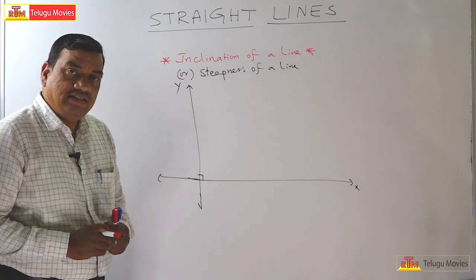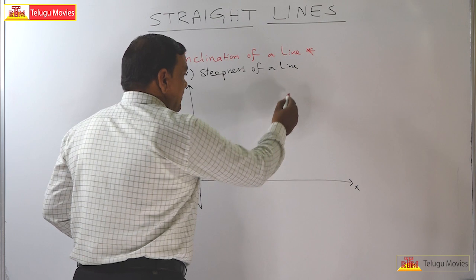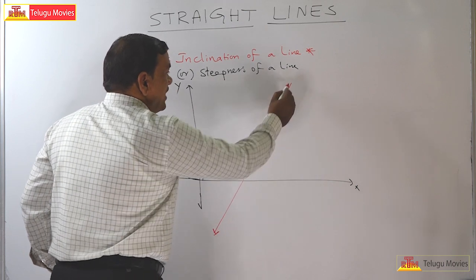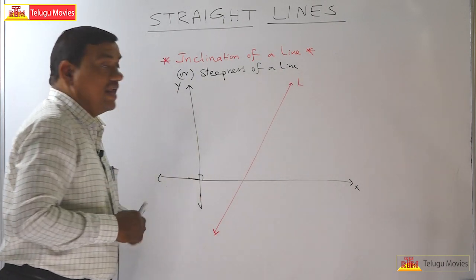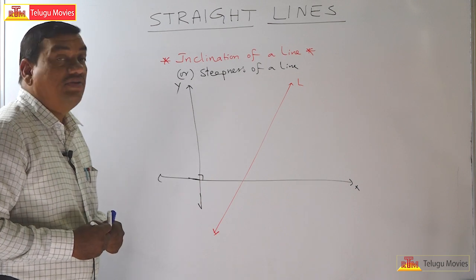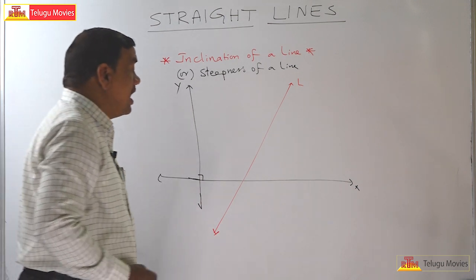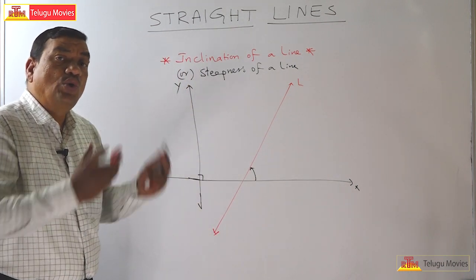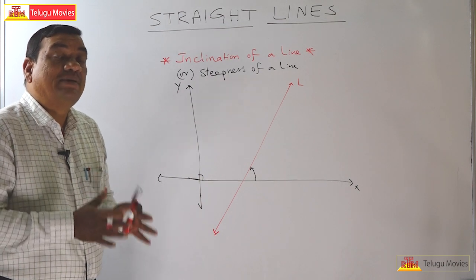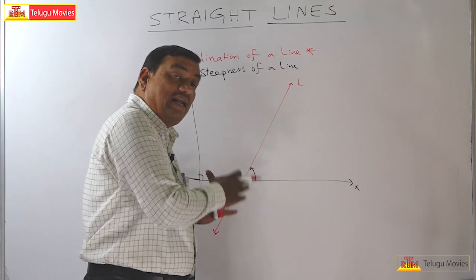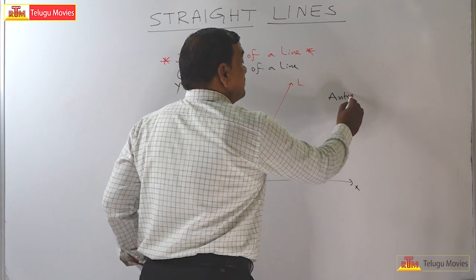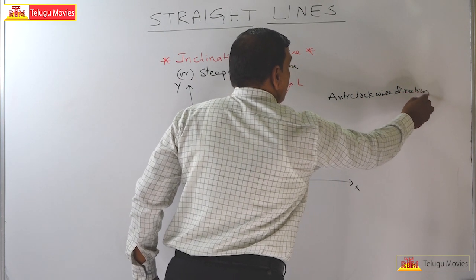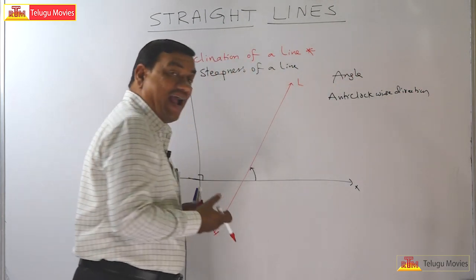Inclination of a line means the angle made by a line. For example, there is a line L. The line is making an angle with the x-axis in the positive direction. What do you call positive direction? Universally it was accepted that the angle is measured in the anti-clockwise direction.